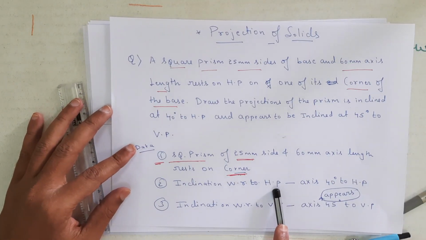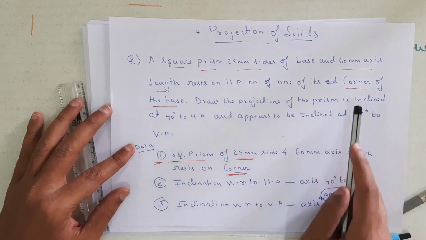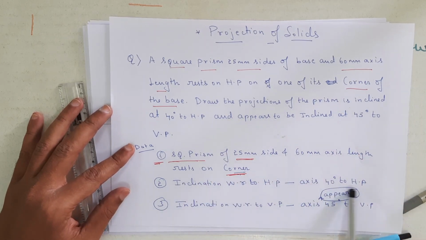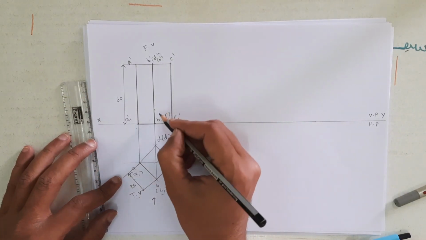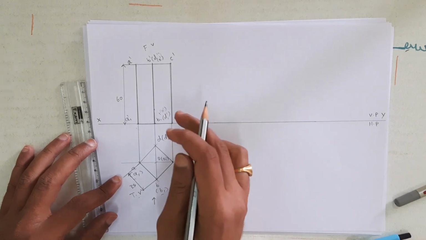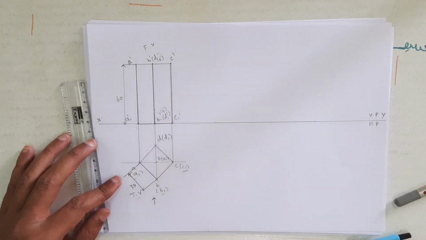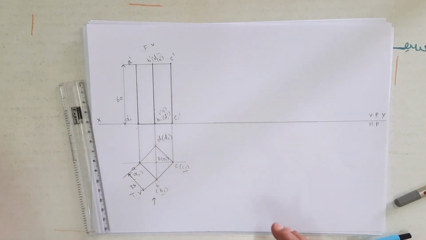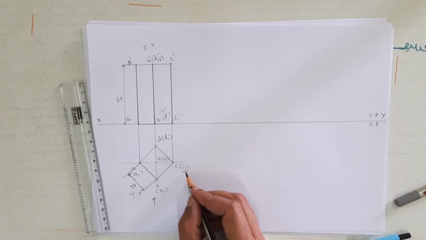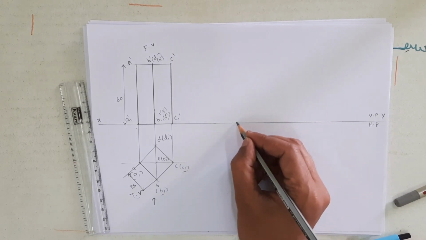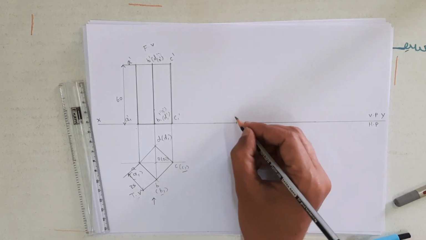Inclination with respect to HP. So here they are given that the axis is inclined at an angle of how much? 40 degree to HP. Since here the axis line is parallel to the vertical edges, if I incline any one of the vertical edges to the required angle, the axis is also inclined at the given angle. So which is the corner to the right side? C1. So that is the resting corner.